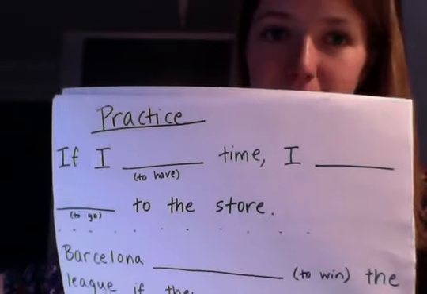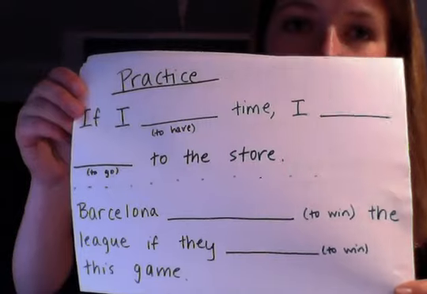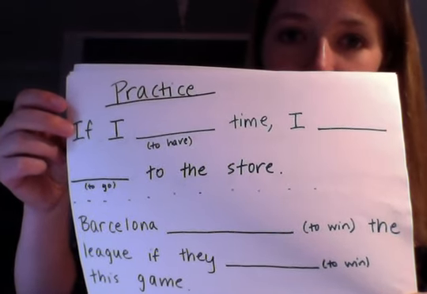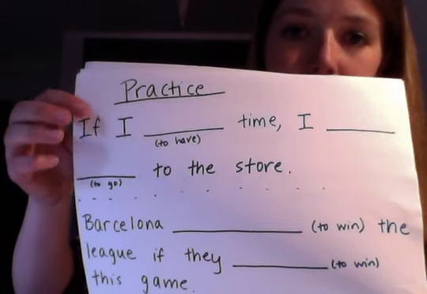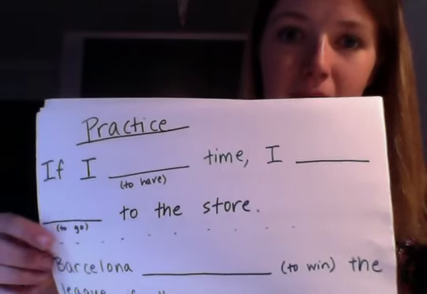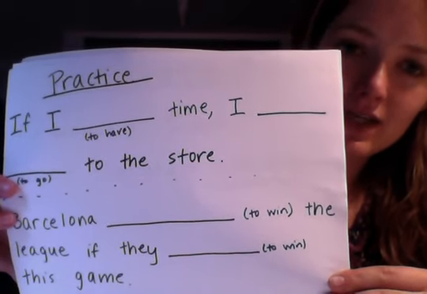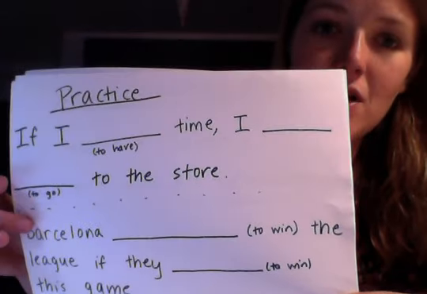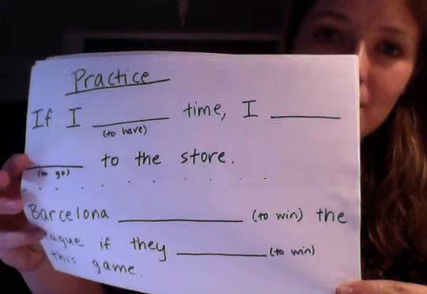And let's look at some examples and do some practice. Okay, so in the first conditional, if I have time, I will go to the store. Have, present simple, will go, future. And another one, Barcelona will win the league if they win this game. Okay, so main clause, future, if clause, present simple.